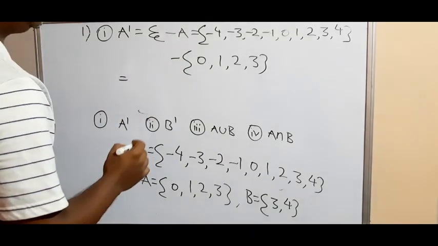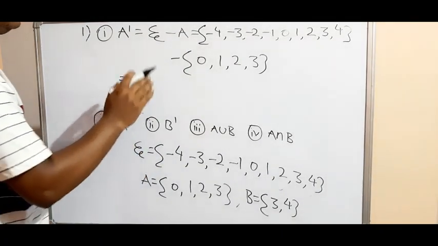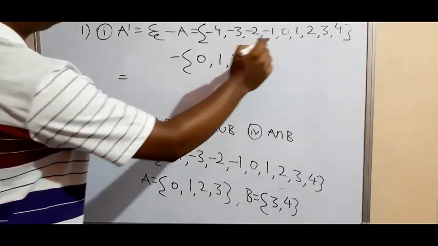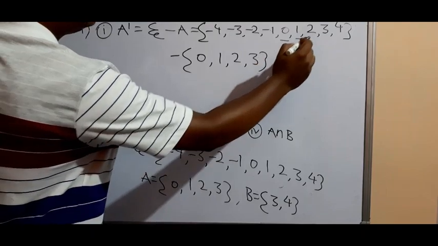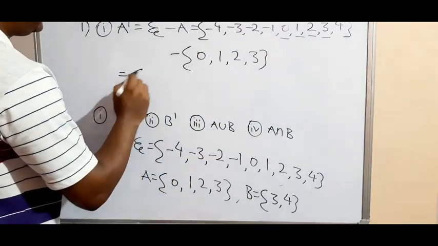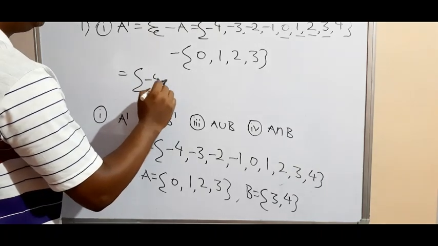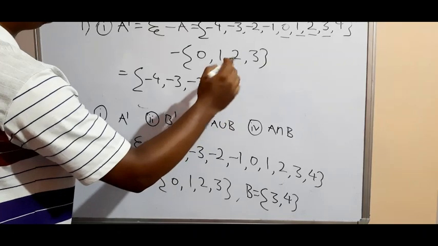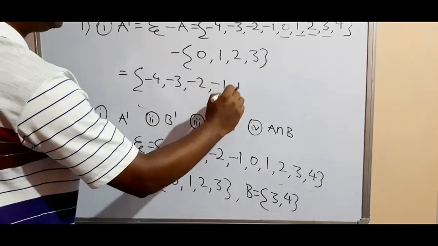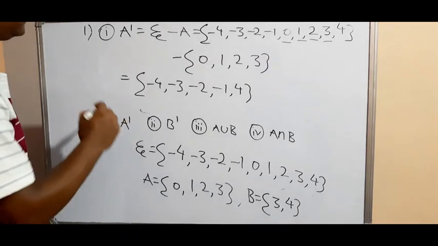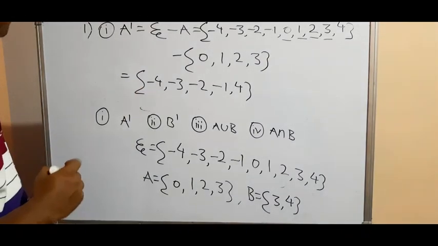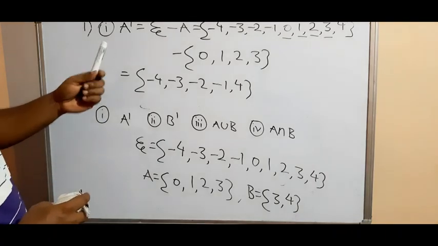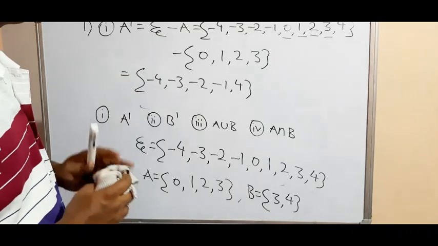So in difference what will we do? What are the common elements we leave, and what is left in the first set, those elements we have to write. So 0 is common, 1 is common, 2 is common, 3 is common. So which elements are left? -4, -3, -2, -1, then 0 gone, 1 gone, 2 gone, 3 gone. So what is left? 4. So understood? A dash, how to get? Clear? A dash. Then next we have to find B dash. If you are not able to write, you can pause the video and write.